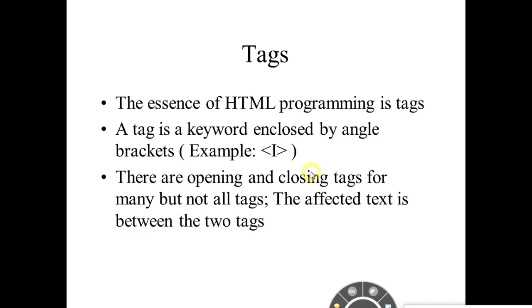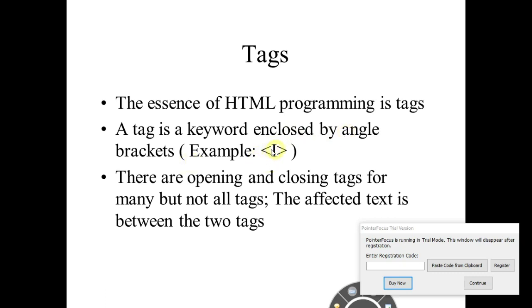Let me move to the next slide. Tag. What is a tag? The essence of HTML programming is the tag. Using tags we write a program in HTML. A tag is a keyword enclosed by angle brackets. Using these angle brackets we write some letters, and it is called a tag. So that's why a tag is a keyword enclosed by angle brackets.